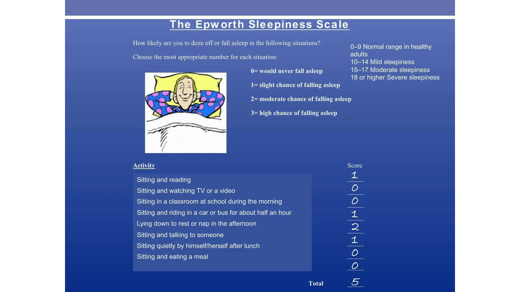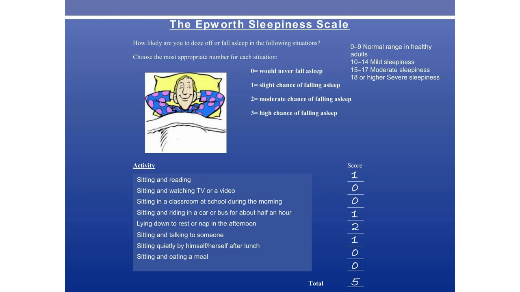Another way that we evaluate sleepiness during the day is a subjective measure called the Epworth Sleepiness Scale, and there is one for adults and one for children that I'm giving in here. This evaluates sleepiness in the last month, and the parent or the child grades their sleepiness in these 8 situations, whether they would never fall asleep or have a high chance of falling asleep. Those are mostly idle situations, like sitting and reading, when nothing is happening around.